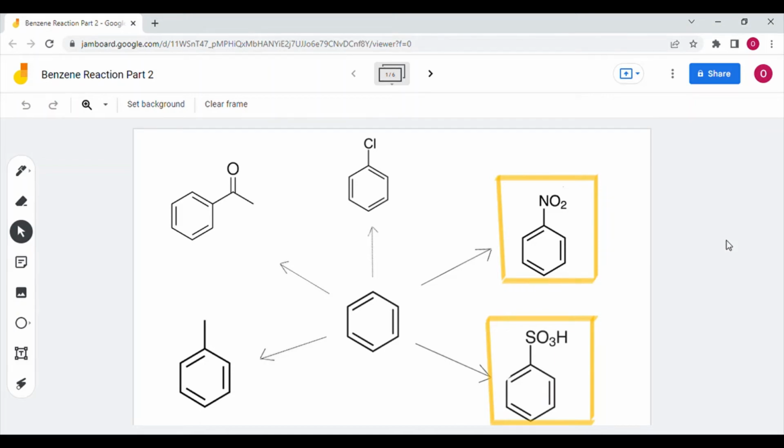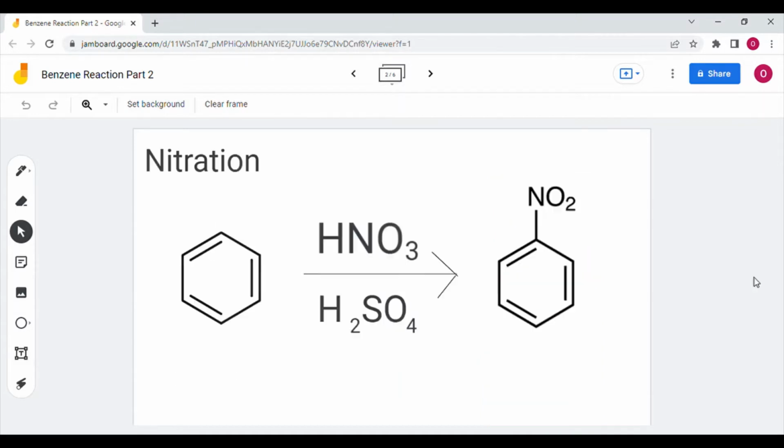In this video, I'll be going over benzene reaction part 2. So the first reaction I'll be talking about is nitration. Specifically, if you have a benzene and you react it with HNO3 as well as H2SO4, then you're going to create a benzene with NO2 on it.